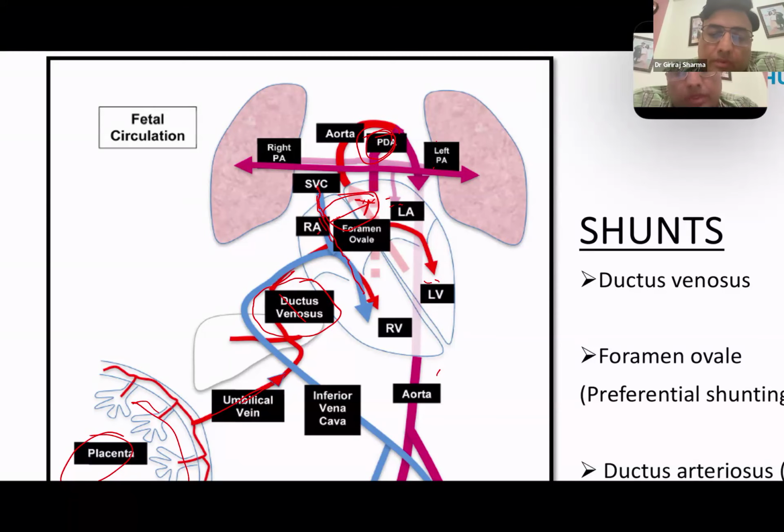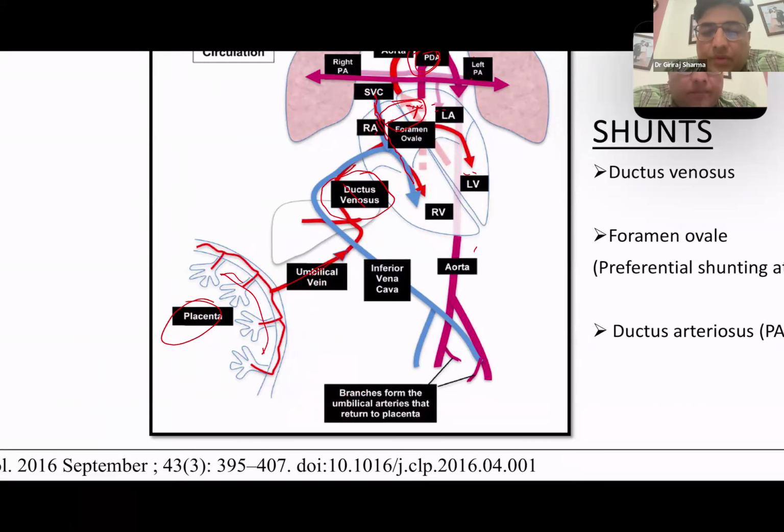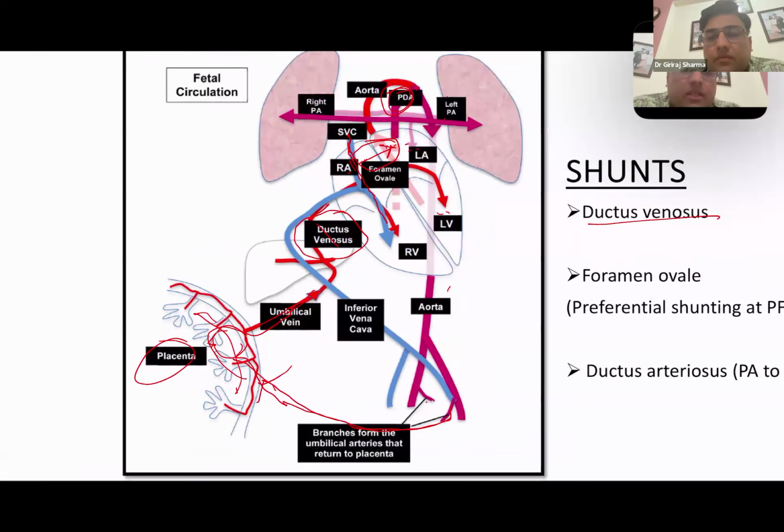After that, from the lower body, venous blood is drained through the umbilical arteries. Through the umbilical artery the deoxygenated blood will go to the placental circulation, and here it will be oxygenated, and then again through the umbilical vein the cycle will start. From the umbilical artery the deoxygenated blood is coming, here it is oxygenated, then through the umbilical vein oxygenated blood will go again. So this is the fetal circulation. Here there are three shunts: ductus venosus, foramen ovale, and ductus arteriosus.